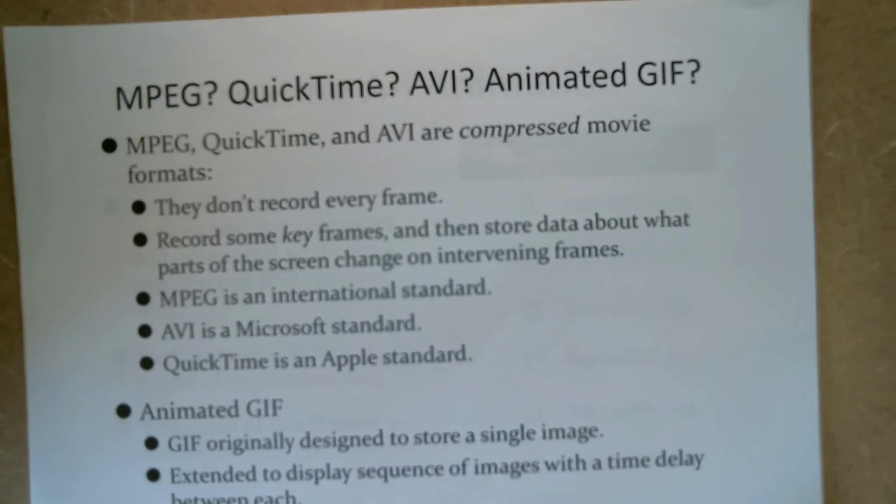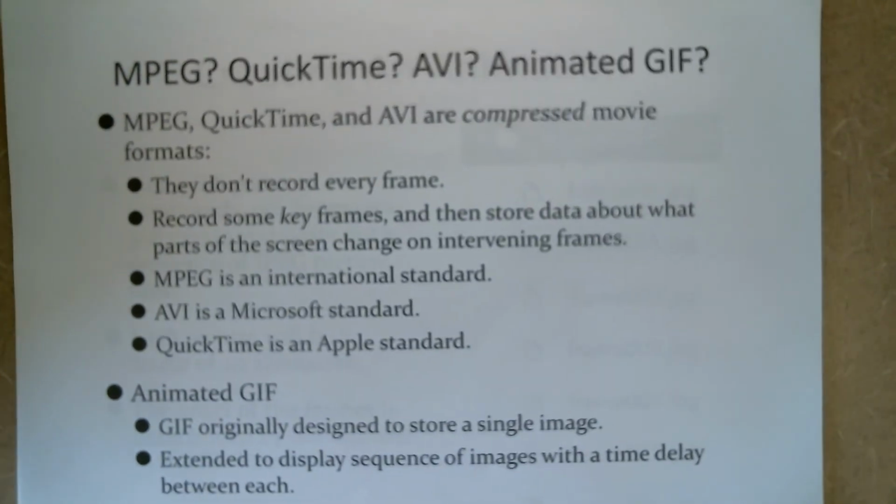So let's talk a little bit about movie files, because I think this is kind of interesting. MPEG, QuickTime, and AVI are all called compressed movie formats. And compressed means they're using some technique to save space. This was one of the first topics we talked about with Huffman encoding tables, how to compress data so that it was smaller. We saw that we could represent different letters with smaller combinations of numbers. The more frequent letters got shorter strings and the less frequent letters got longer strings, but on the whole, we saved space. Well, the way they do it in movies is they don't record every single frame.